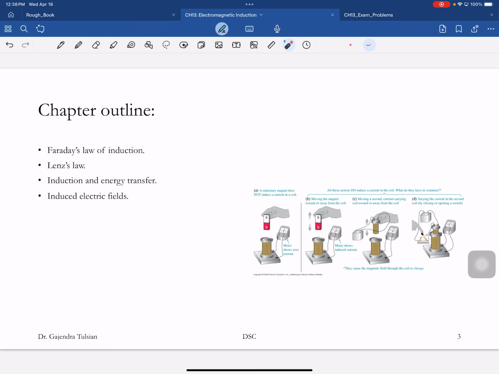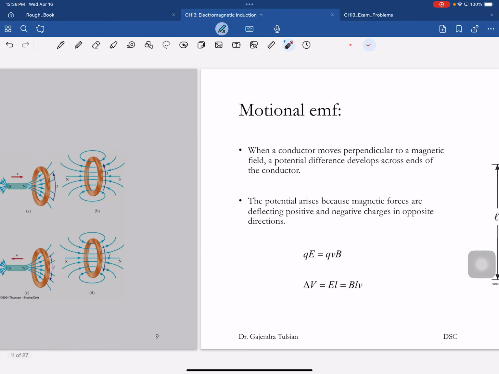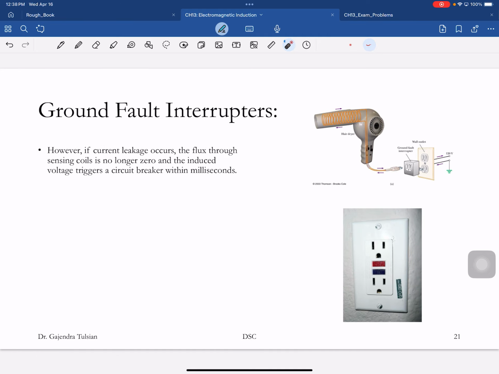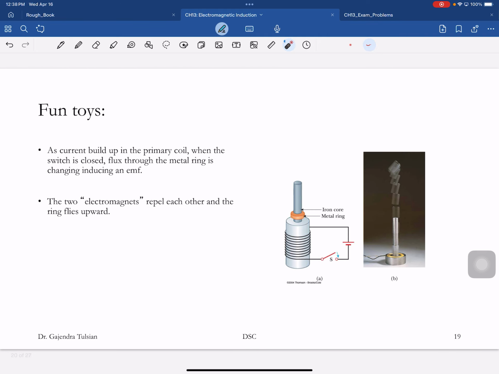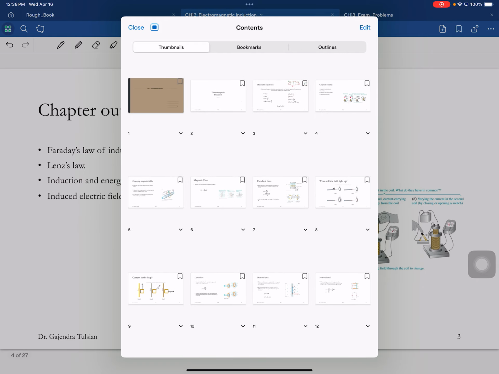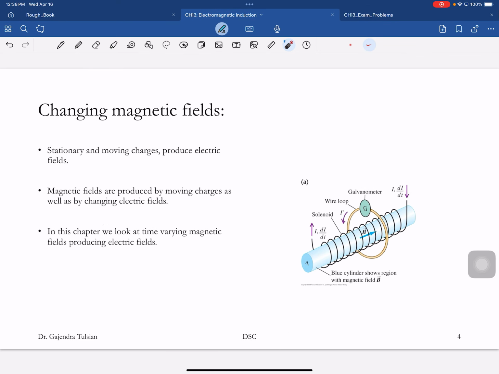All right, so let me tell you Faraday's law before I show you the most important application. All right, so here's another illustration. Again, time-varying magnetic fields are inducing electric fields. Okay, so if you have a wire like this and you change the current in this wire.